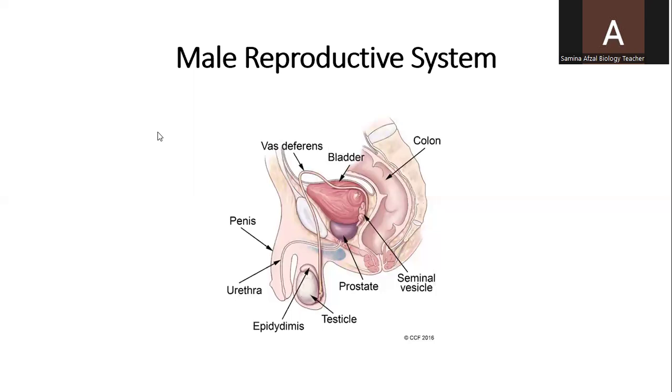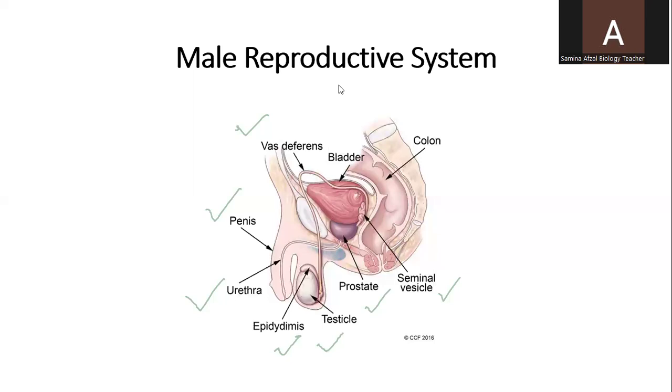The different parts of the male reproductive system are the penis. Inside the penis, the urethra is there, and the epididymis is present. Outside, you can say, are the testicles, which are present in the scrotum or scrotal pockets hanging outside the body, and the prostate glands, seminal vesicles and vas deferens. So these are the different parts. Now we will discuss their functions in the next slide.